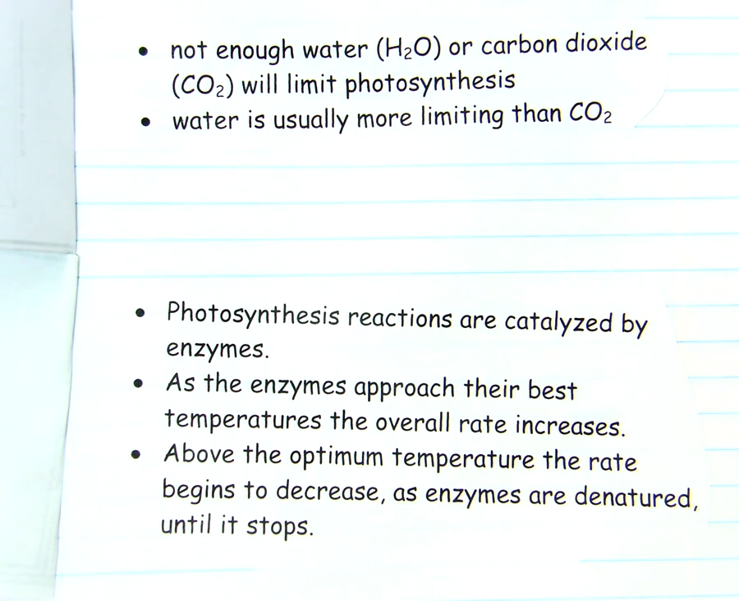Photosynthesis reactions are catalyzed by enzymes. As enzymes approach their best temperature, which is about in the mid to low 80s, it's the best temperature for photosynthesis. The rate increases until we reach that point.